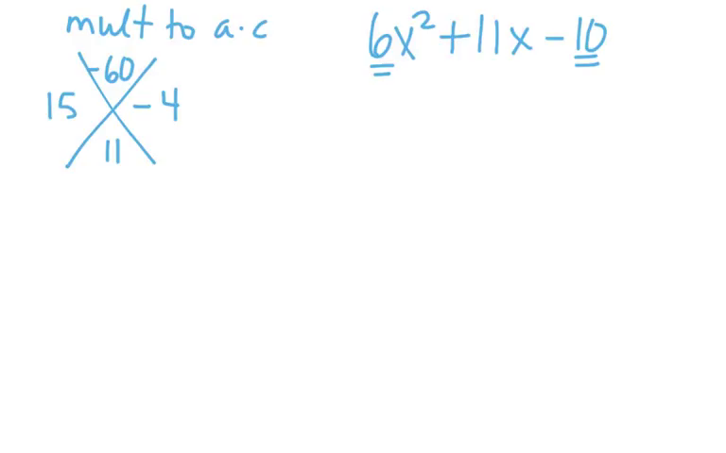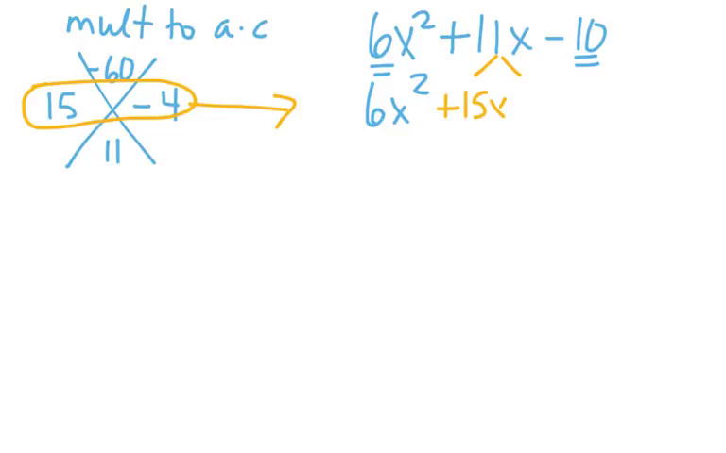Okay, now remember, these are not our factors. These are our middle terms. So I'm going to bring down my 6x squared. I'm going to put in my middle terms. My 11x is being changed into 15x minus 4x. That is the same thing as 11x. Minus 10, that moves straight down.